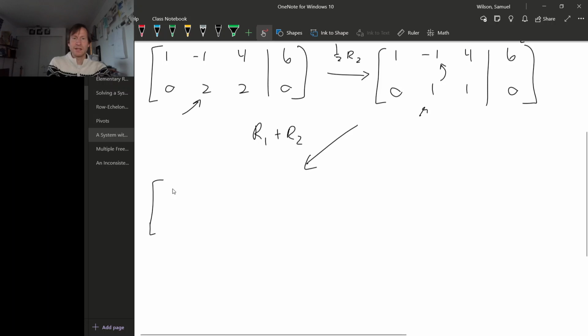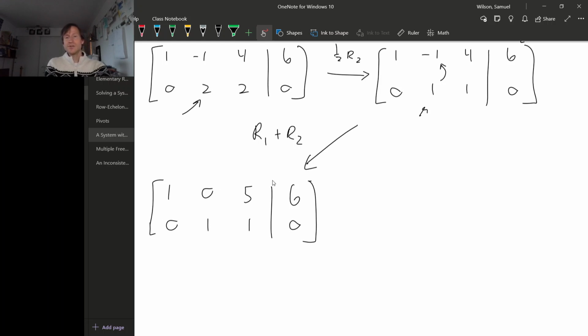Okay, so this is going to give us 1, 0, 5, 6, and 0, 1, 1, 0. So here's our resulting matrix. This is in reduced row echelon form. There's a non-pivot column, other than the augmented column, which is this third column, and this third column represents the variable z. So z is going to be a free parameter. So z can be anything. So we have a free parameter t.